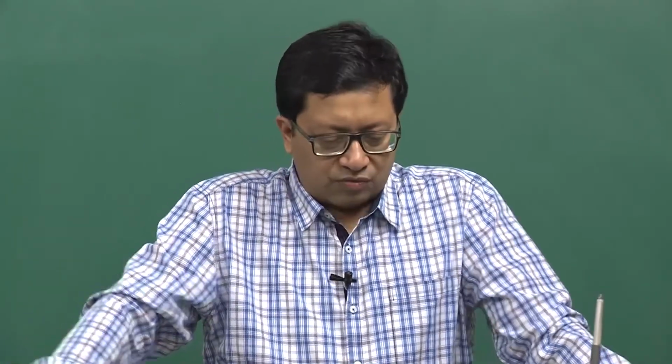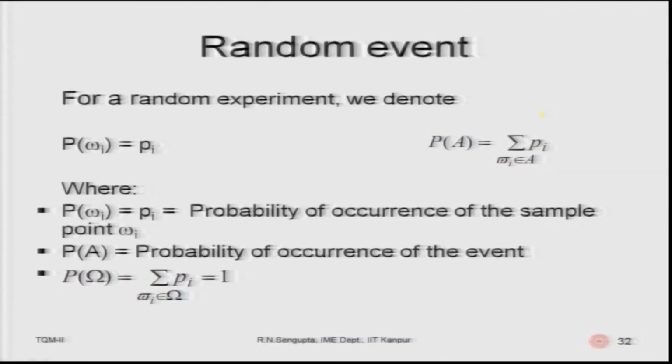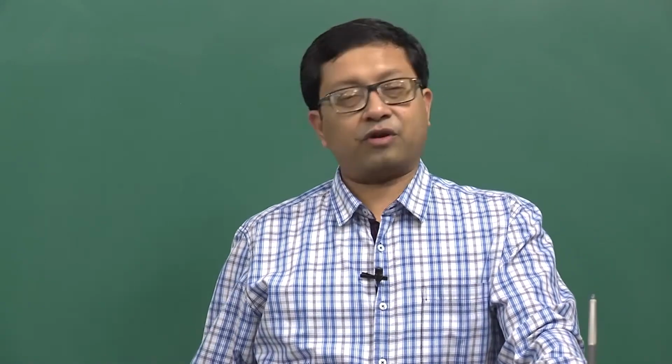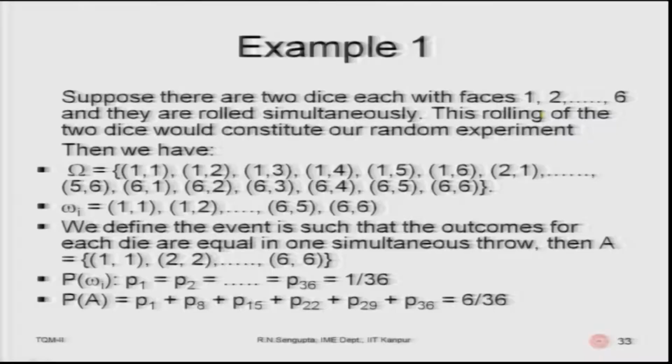So, now here are the important points, I am just repeating them. Pi is the probability of occurrence of the ith sample point, and the probability of an event is obtained by adding up the probabilities of all the sample points which are constituents of the event. And obviously, the probability of the universal set, that is the addition of all the sample points' probabilities, would definitely be 1, and for the null set obviously it would be 0.